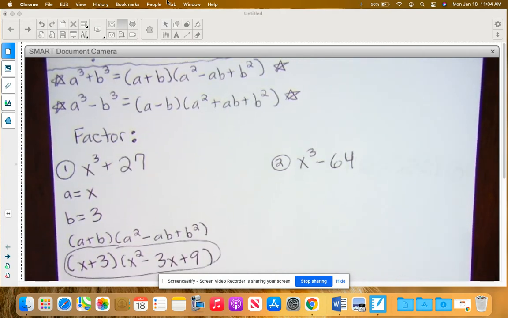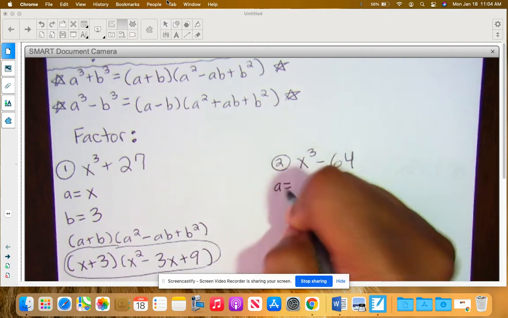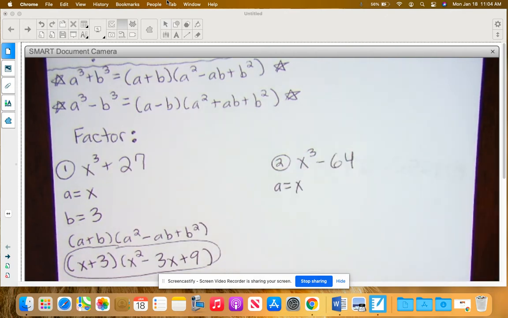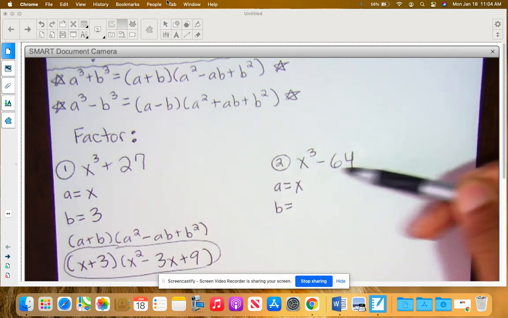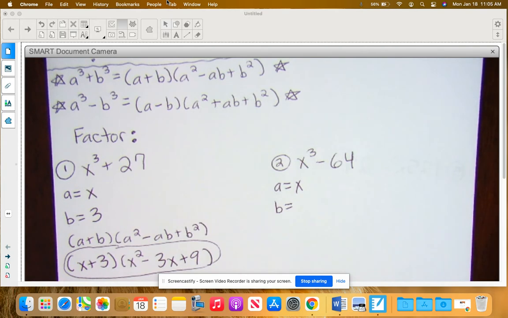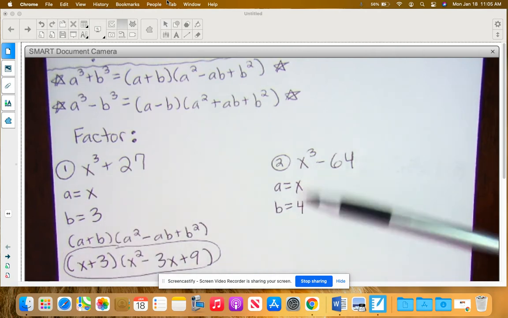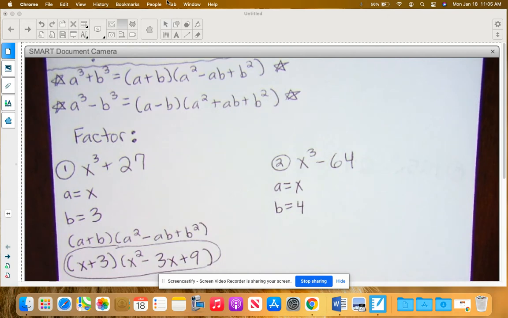All right, let's try number 2. Same concept. We're going to find the cube root of the first term, the cube root of the second term, and then substitute it into our formula. The cube root of x to the third is x, because x times x times x gives me x to the third. The cube root of 64 is 4 because 4 times 4 times 4 is 64. Notice I am going to ignore the plus or minus when I'm setting up the a and b because that's going to be taken care of in our formula. So don't put that this is -4. We're just going to put that as 4.